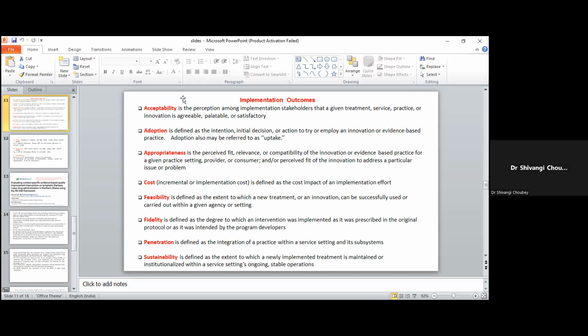Similarly, acceptability will be measured like perception among stakeholders. You will take questionnaires from providers, doctors or nurses, on whether this program is acceptable to them or not. So before implementation, you will collect some data, and then after the intervention, you will measure the data. Like this, the implementation outcomes, whatever 10 or 12 points you have mentioned regarding acceptability, adoption, appropriateness, these we are going to use for our implementation research success.